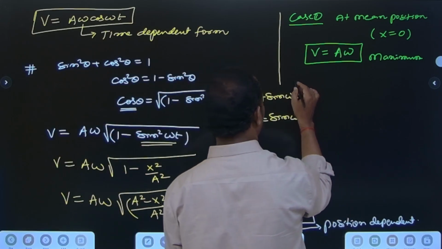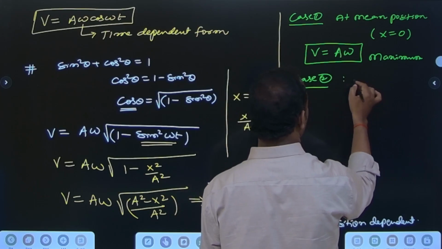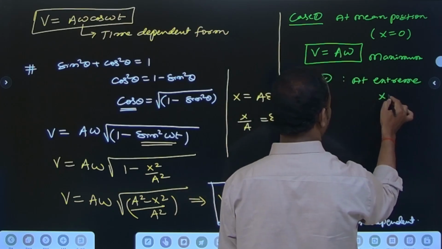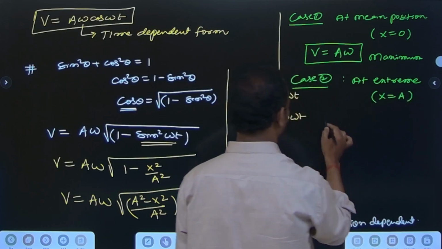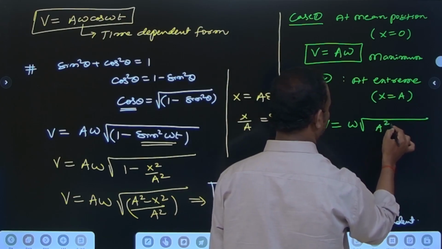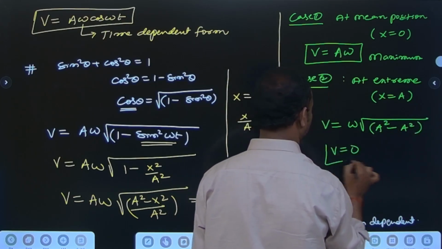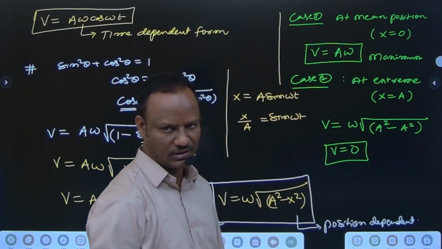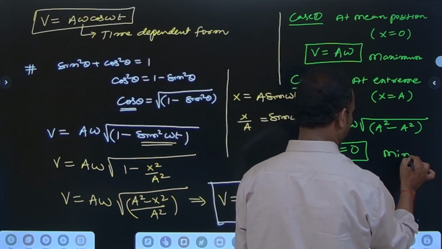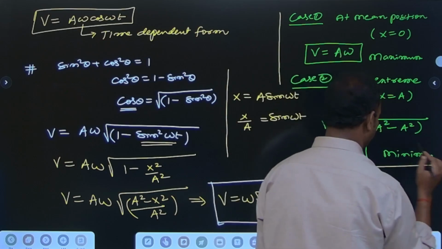Next, for case 2. Case 2 means at extreme. At extreme, x is equal to A. V is equal to omega under root of A square minus x square, A square minus A square, so V is equal to 0. Omega into 0, something into 0 is 0. So this is the minimum velocity. So from this, what did you get, understand?